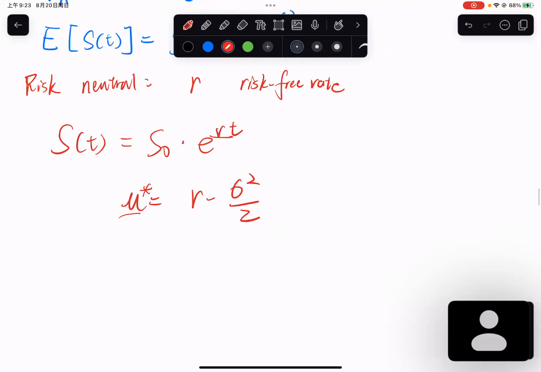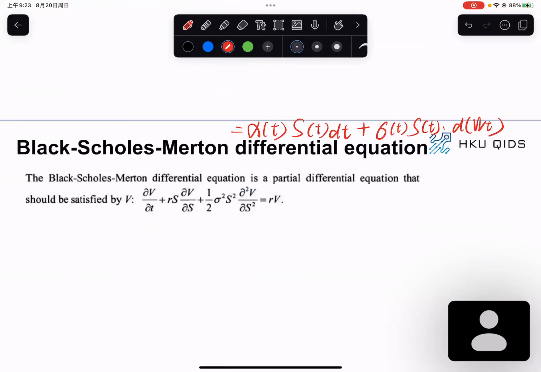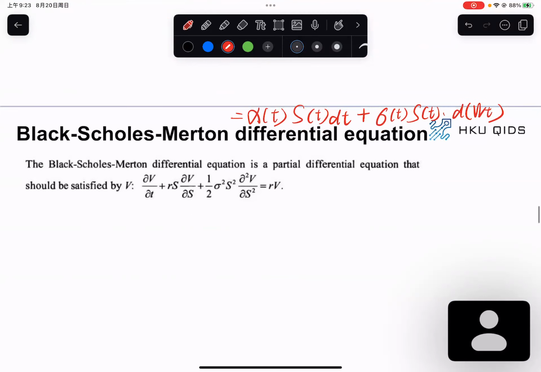So I think these are all the pre-requisites that we need to know before we come to the real Black-Scholes-Merton model. So now we can talk about the Black-Scholes-Merton differential equation. The equation is written like this. So if there is a V, where V is actually a function of the stock price S and T. So basically any option is a function of S and T, right?